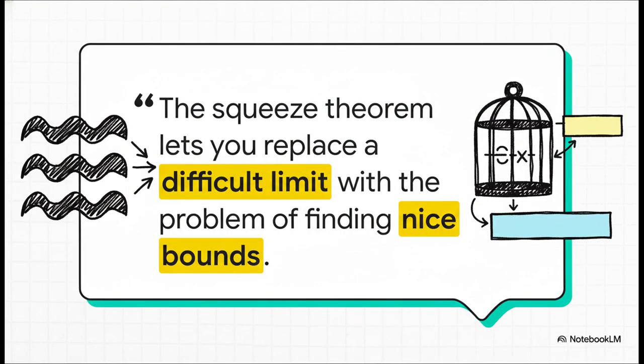Yeah, this quote really nails it. We're changing the game. We're not going to attack this limit head-on anymore. Our new mission is to find two nice, friendly functions that can act as an upper and lower bound, and trap our function, sine of x over x, right between them.